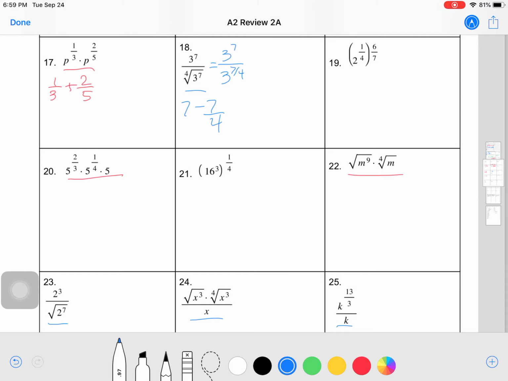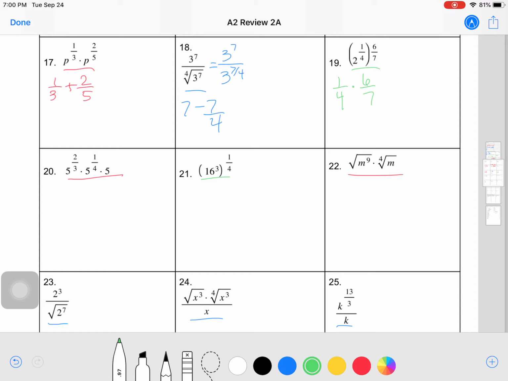Okay. On 19 and 21 is where you are raising a power to a power, so you will multiply. So I will do 1/4 times 6/7. So make sure you are keeping those 3 different rules straight. Those will be super important on your test.